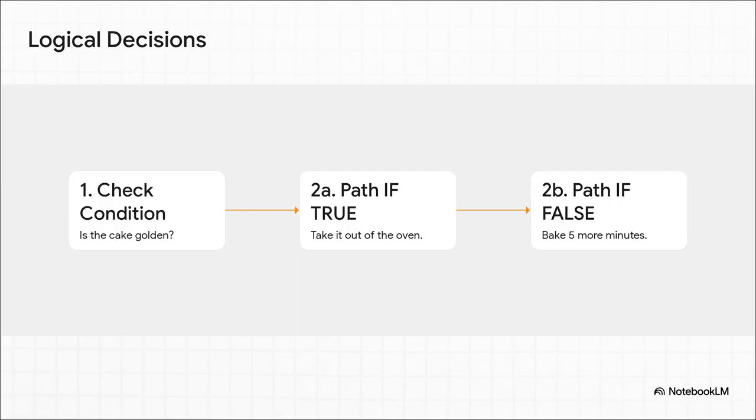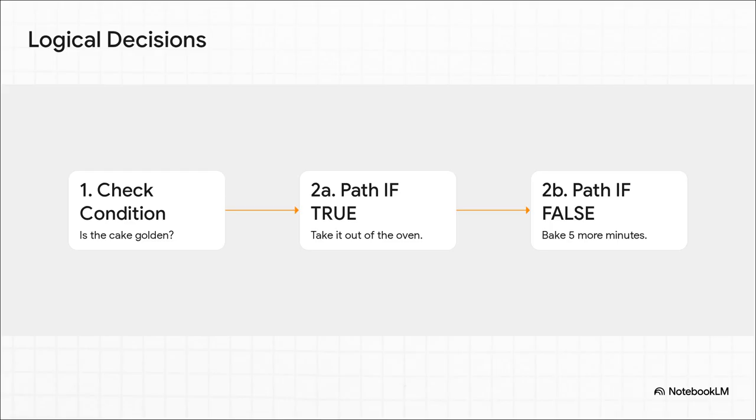This right here is a decision. Programmers call it an if-then-else statement, but really, it's just a fork in the road. The algorithm checks a condition, a simple true or false question. Is the cake golden brown? If the answer is true, it follows one path. Take the cake out of the oven. If the answer is false, it follows a totally different path. Bake it for 5 more minutes.